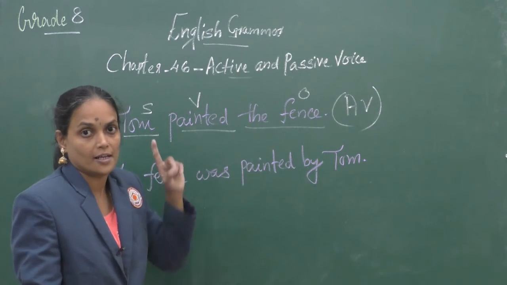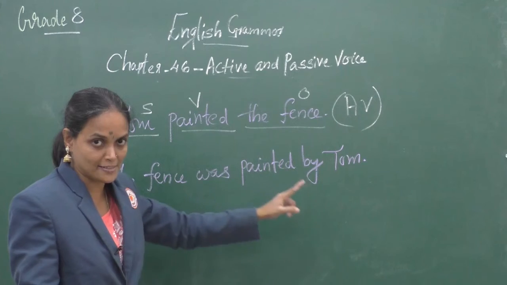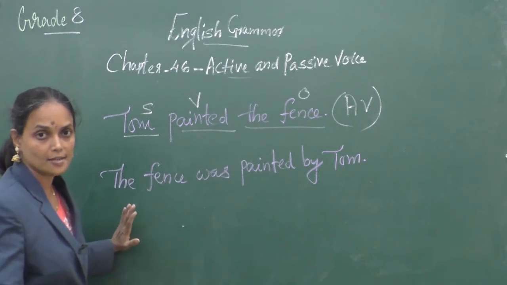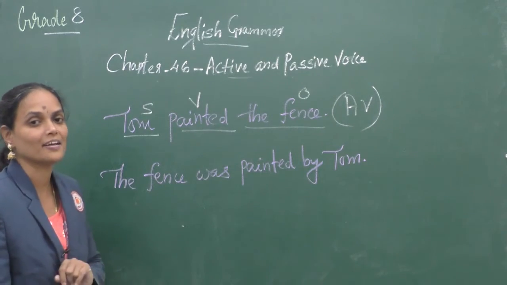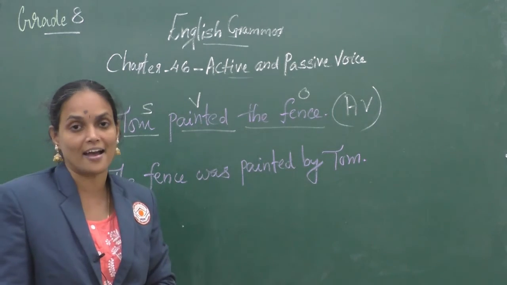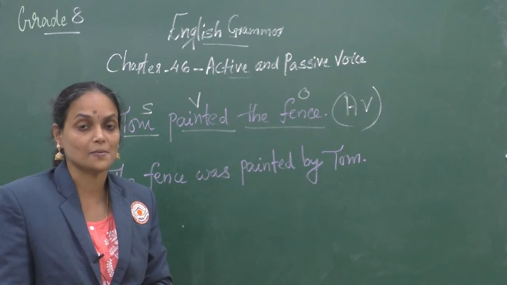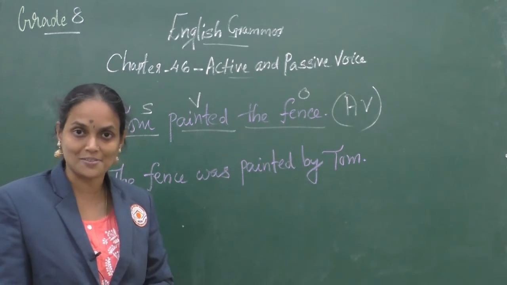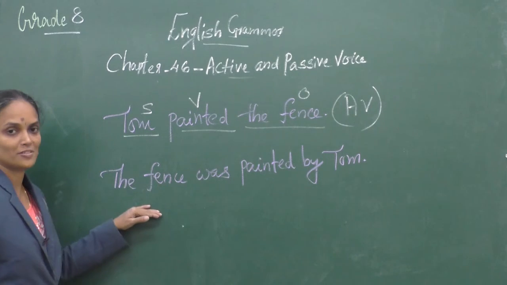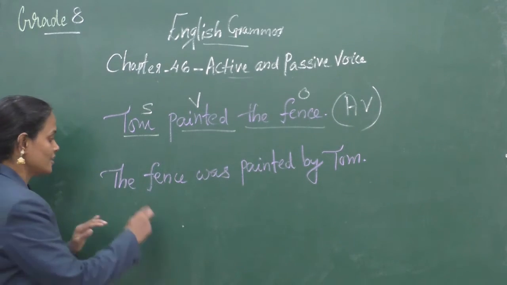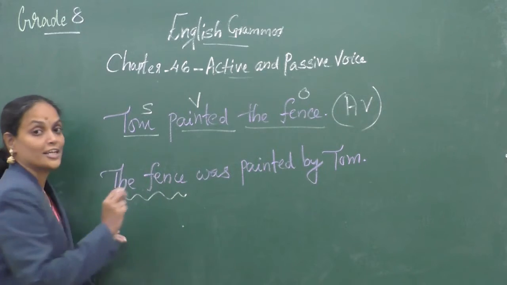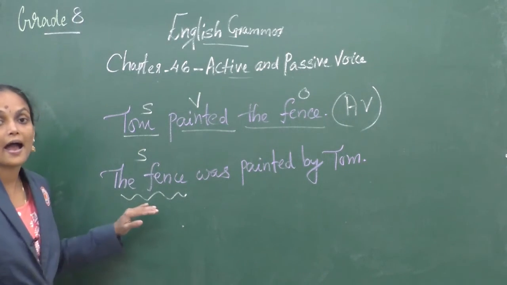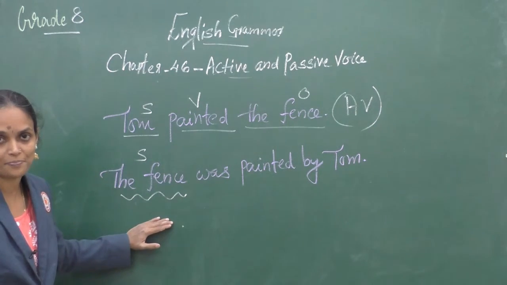First point. The subject of the passive voice starts with the object of the active voice. Second thing, we have already learned that a subject is a doer, one who does an action in a sentence, correct? But here look at the sentence. The fence is treated as the subject here. It acts as the subject here.